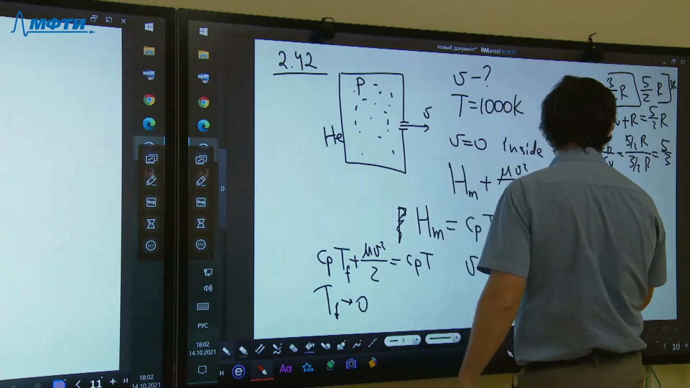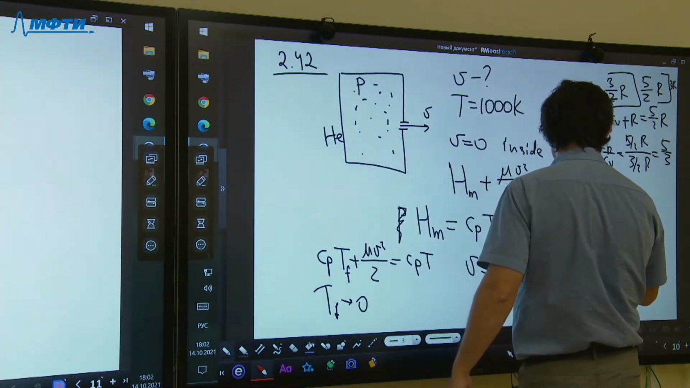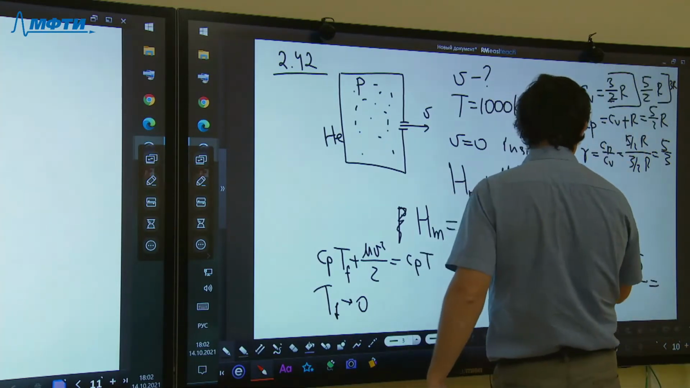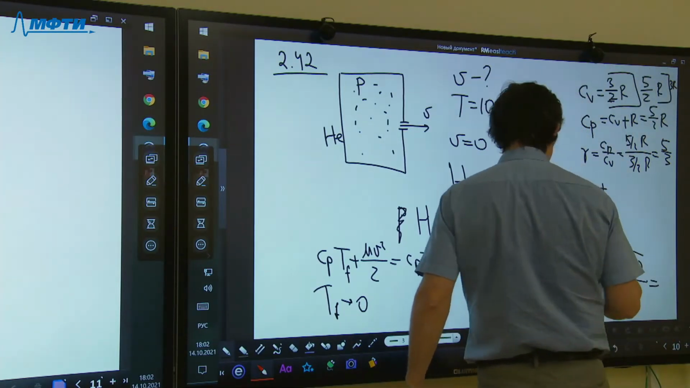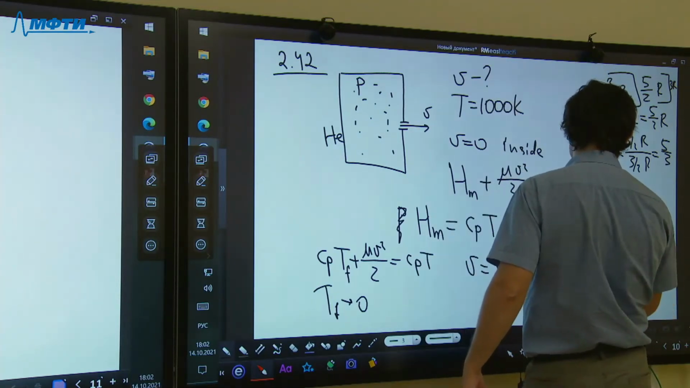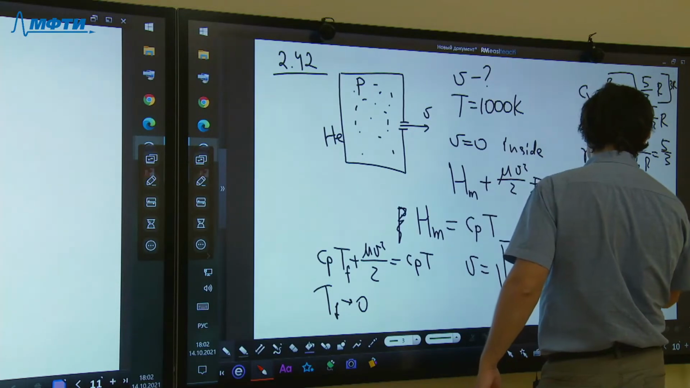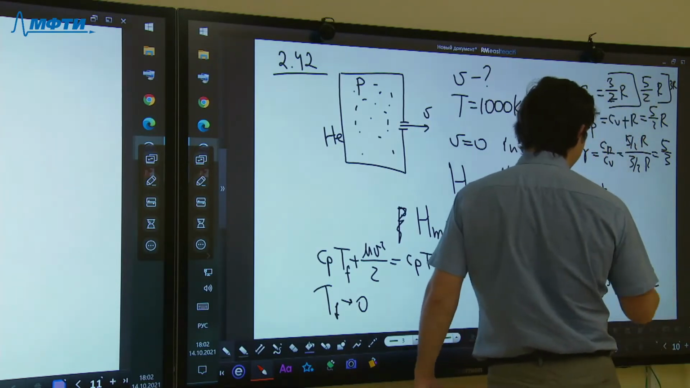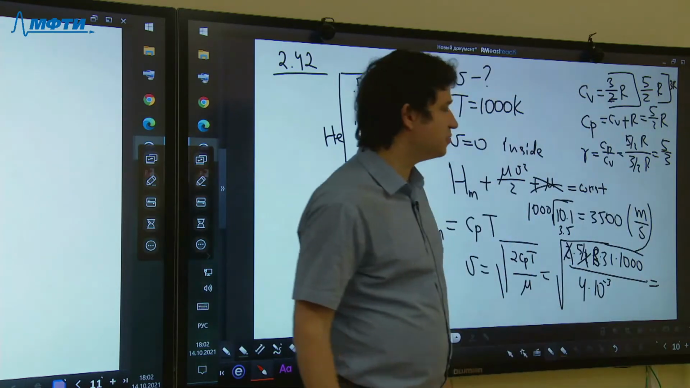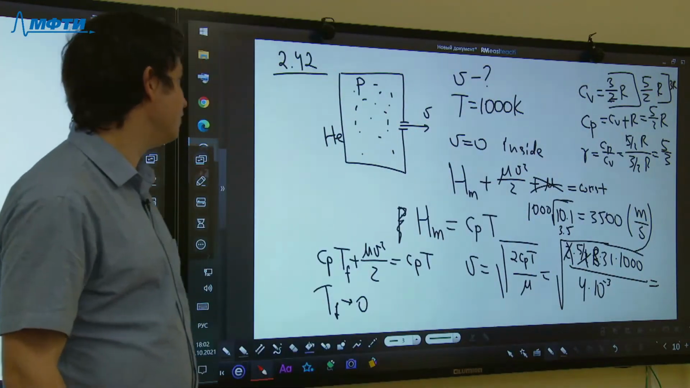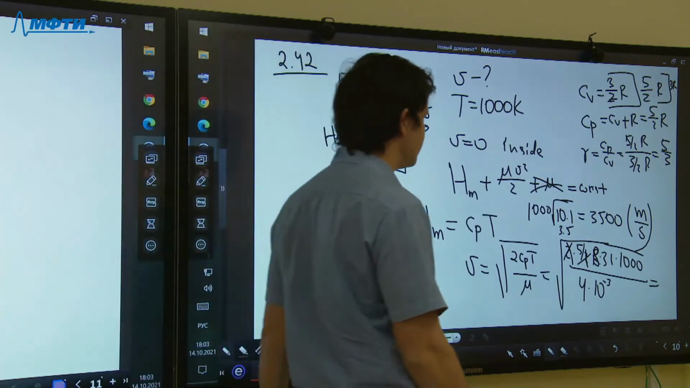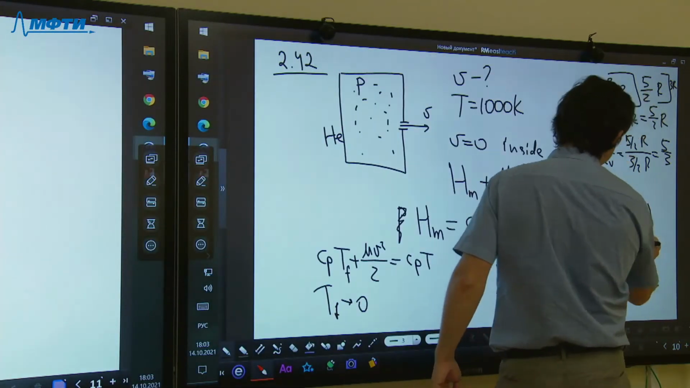So square root of 10.1 times 1000. That would give me approximately 3.5. So that means that the outflow speed of helium would be approximately equal to 3.5 thousands of meters per second. Well, which is quite large, actually.